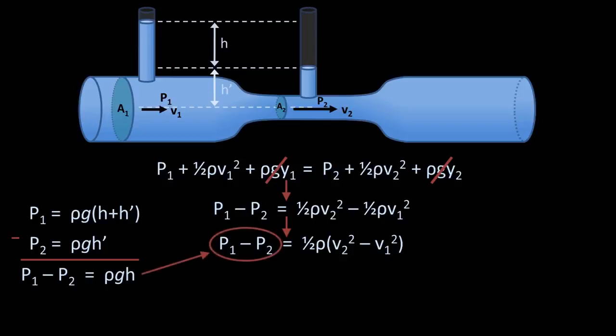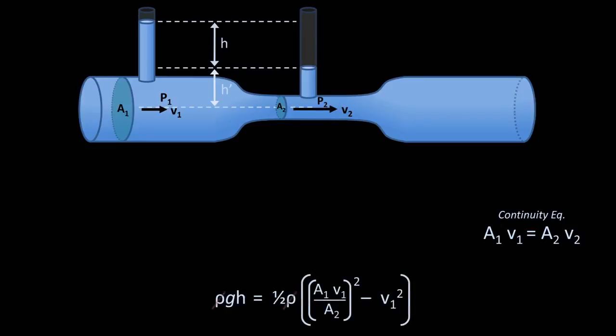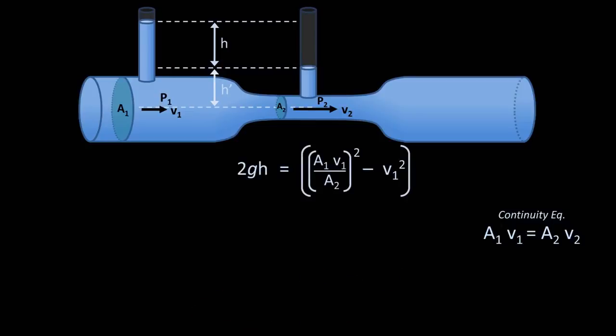The next major trick to achieving the solution to this problem is to remember the continuity equation. A1 times v1 equals A2 times v2. Solve for v2 and substitute that in here. And with these two substitutions, we are left with this. Density cancels, and everything that is left is either given or is what we are solving for. At this point, we leave physics behind and concentrate just on the algebra. Multiply both sides of the equation by 2, factor out the v1 squared, and solve for v1.